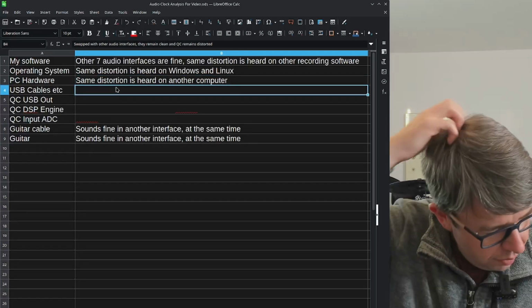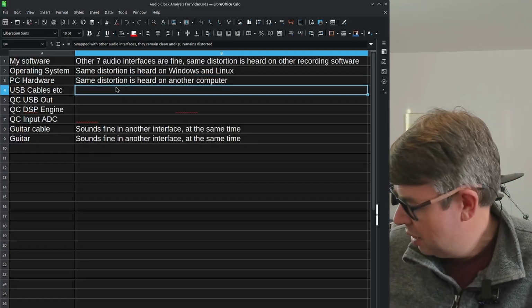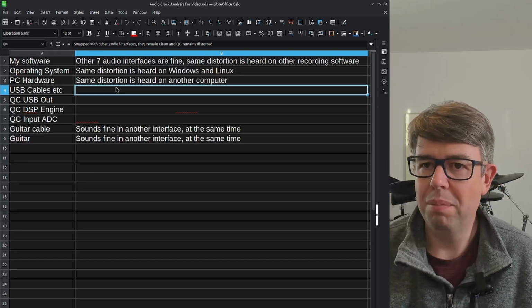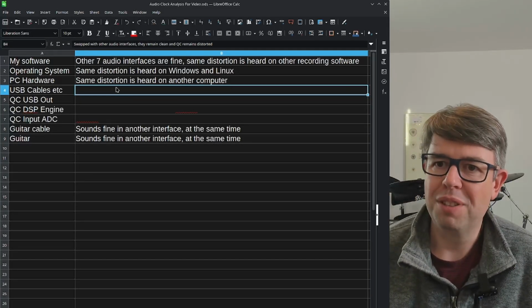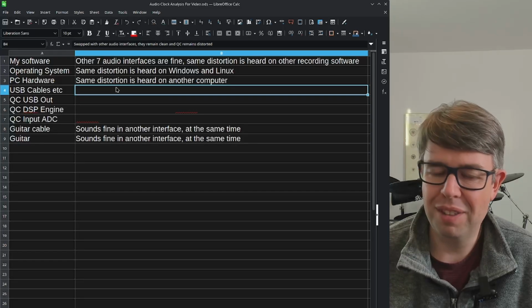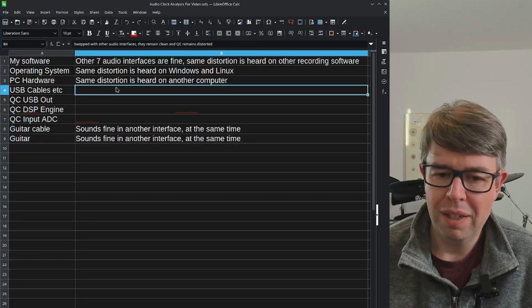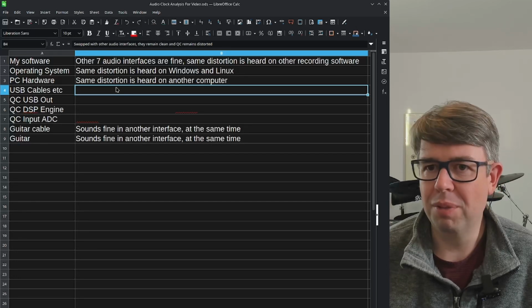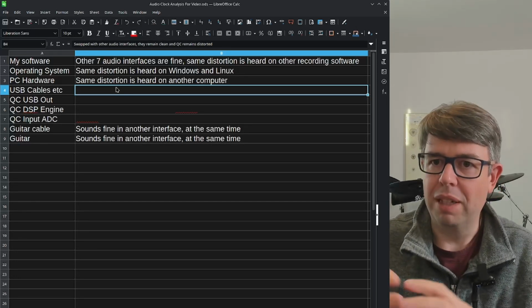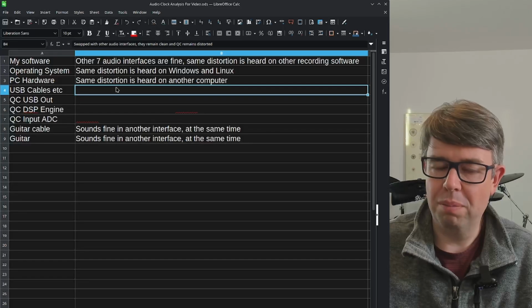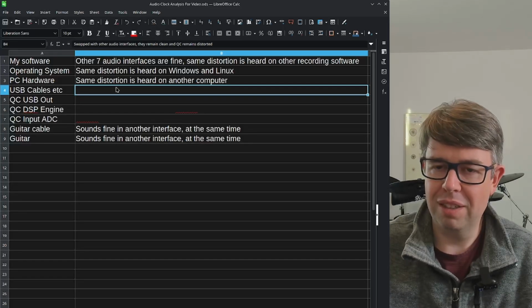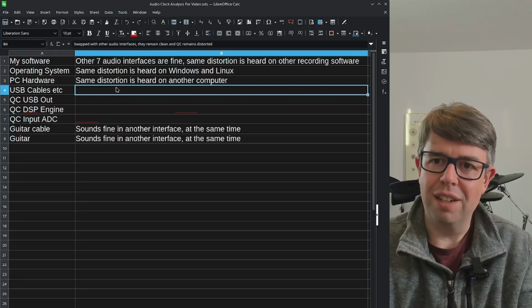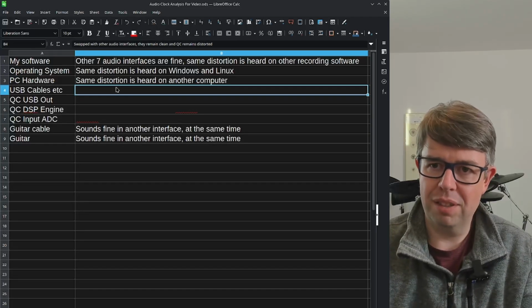So happily, the Quad Cortex needs the same kind of USB plug plugged into it as several of my other interfaces. So what I've done is unplugged the USB cable from one of those other interfaces and from the QC and just swapped them. So I made no other changes. I didn't change what port anything was plugged into. I didn't do anything. Just literally the cable at the interface end I unplugged and plugged into the other device.